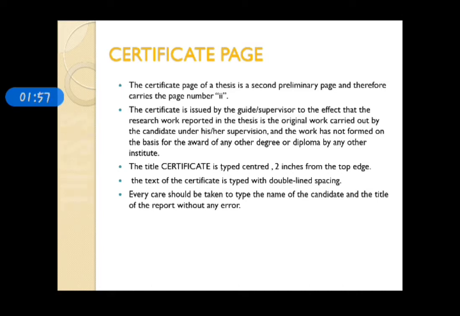The title certificate is typed centered 2 inches from the top edge. The text of the certificate is typed with double line spacing. Every care should be taken to type the name of the candidate and title of the report without any error.